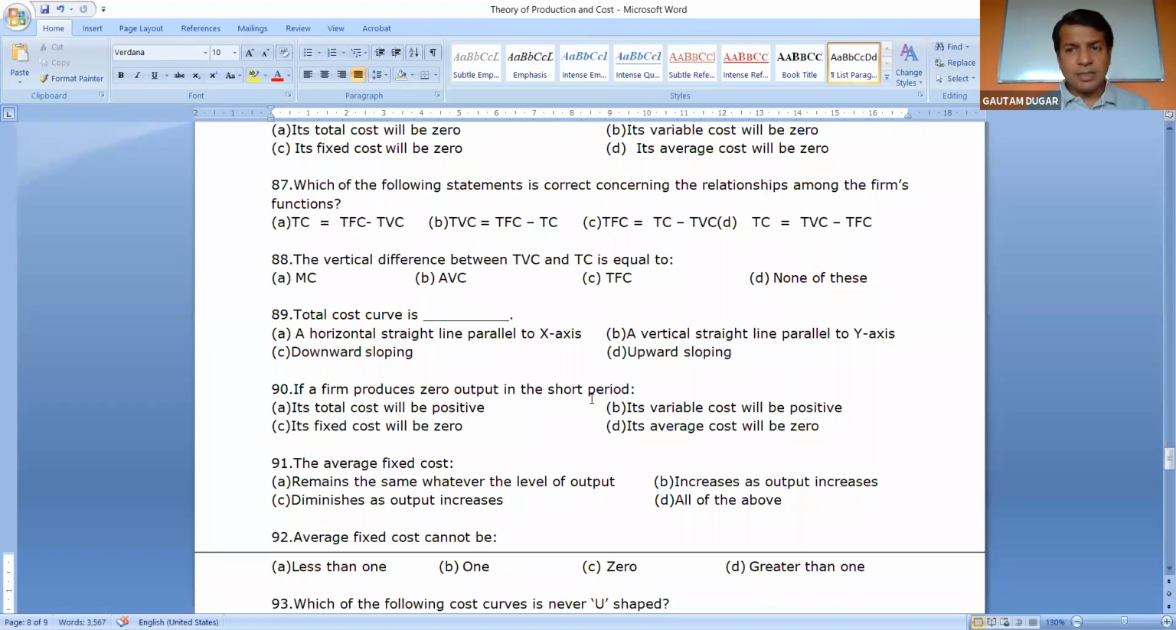So 88 answer, someone asked me to repeat. Mahanur, 88 answer was C, TFC, total fixed cost. For 89, the answer is D, number 4, upward sloping. That's correct.